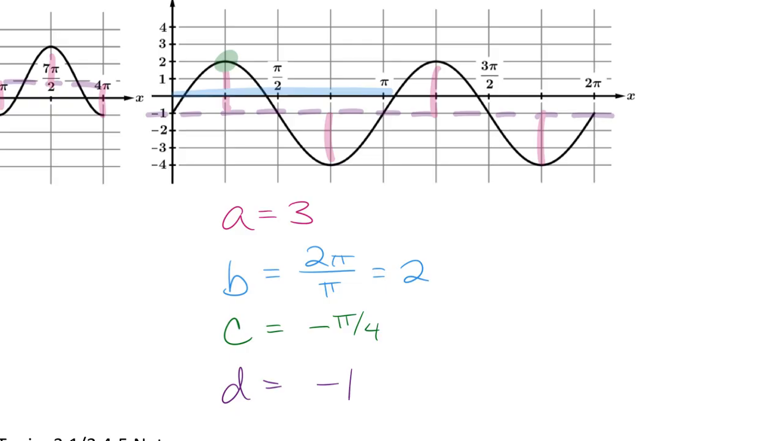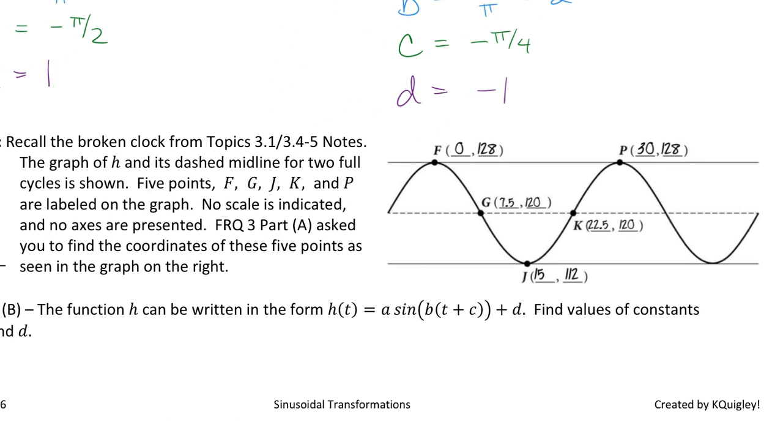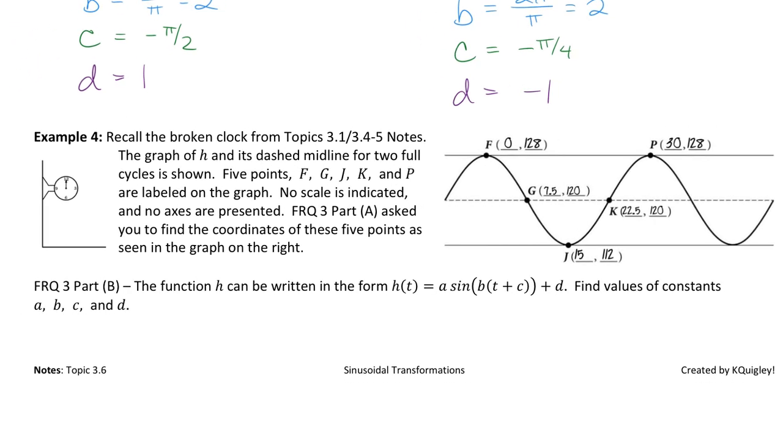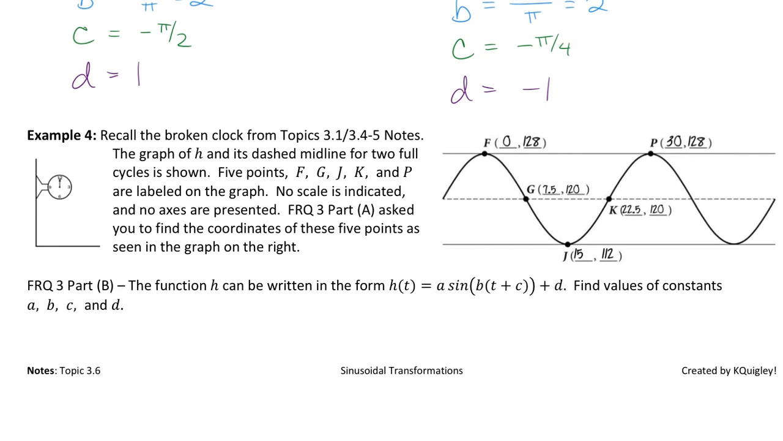So you know how we keep bringing back up this broken clock example? Okay, I've got the broken clock coordinate points there for you. This is a clock that goes all the way around in 30 minutes. We remember this example? Okay. So now what I can have you do is actually answer the FRQ3 Part B question that you would get.